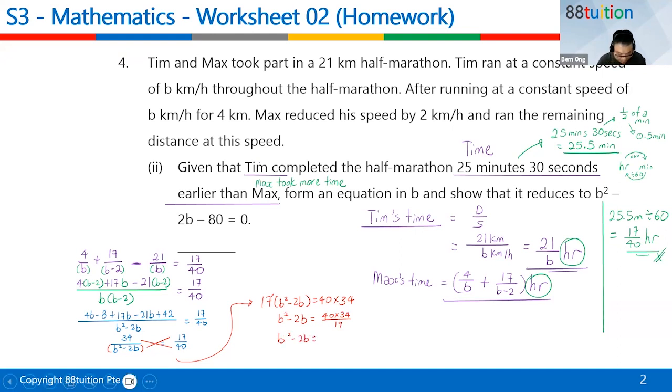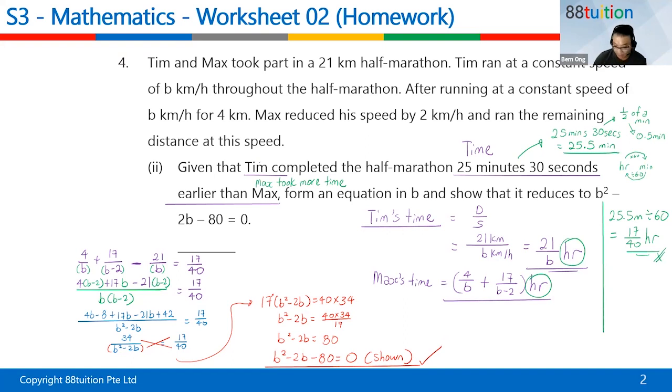So you don't have to times it in. You take 40 times 34, divide by 17. Woohoo! 80. Nice. Bring the 80 to the other side, will give you b squared minus 2b minus 80 equal to 0. Can you see now? It's very fun. If it's correct, it will be correct one time. Very nicely done. Can you see that?